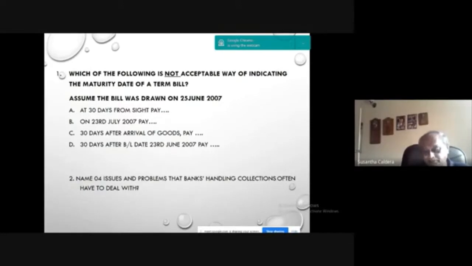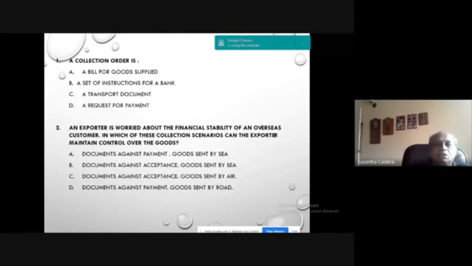Issuance of shipping guarantees. Then acknowledgements. You can read this thing. A collection order is what? A, B, C or D?